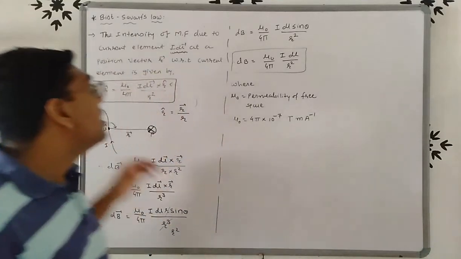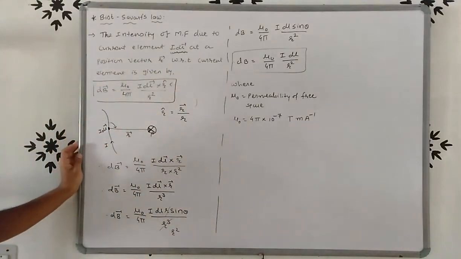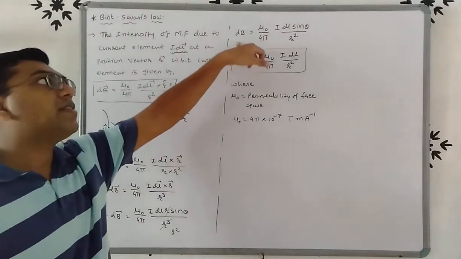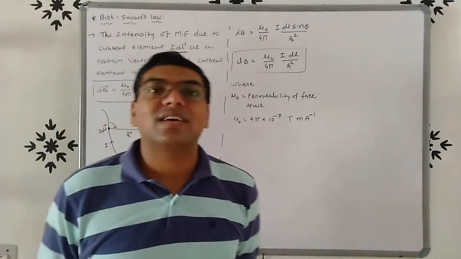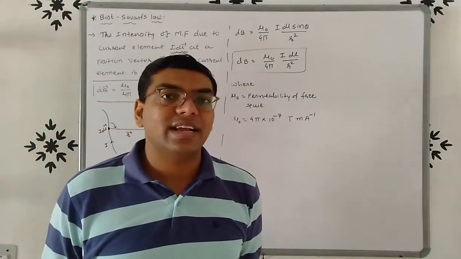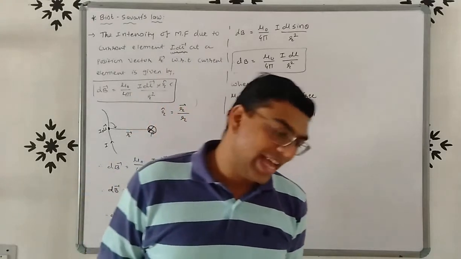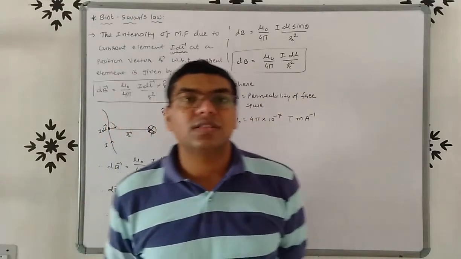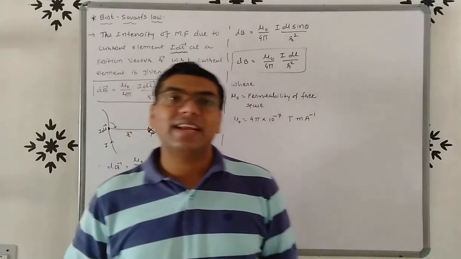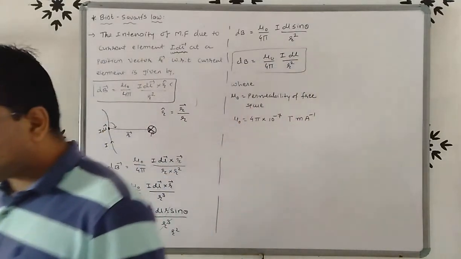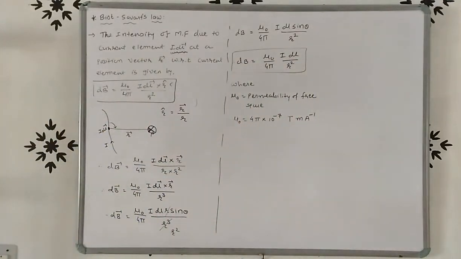Then here you can see that magnetic field depends on sin theta, right? This does not occur in electric field. Electric field does not depend on any angle, right? So these are some similarities and dissimilarities in both electric and magnetic fields. So this is about Biot-Savart's law and some similarity between electric and magnetic fields, right?